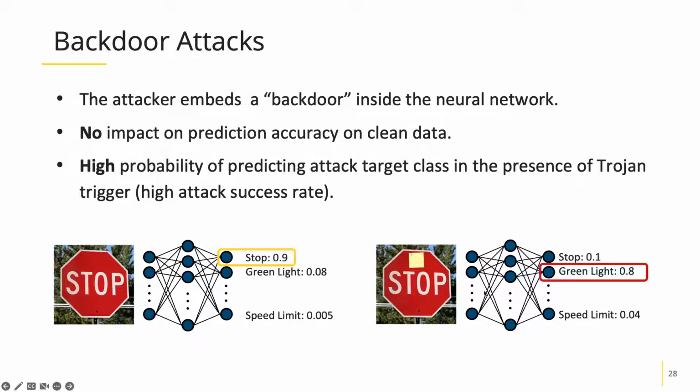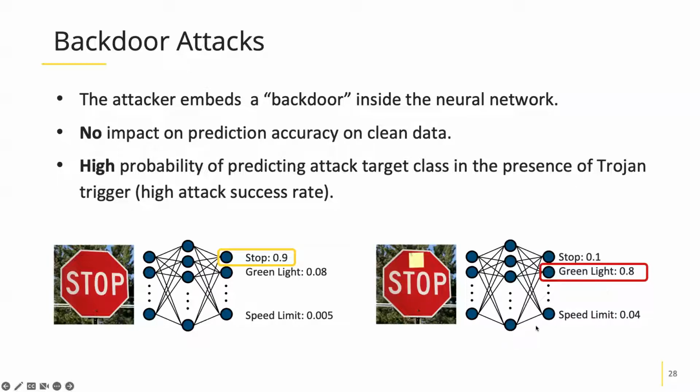And the right side of this figure shows how a backdoored model will perform. For the backdoor attack to be effective, the adversary first adds the yellow square, which is a trigger pattern that is predefined by the adversary, on top of the stop sign image. And when this perturbed image is fed as input to the backdoored model, it will produce a prediction result of green light, since this class has a probability of 0.8.